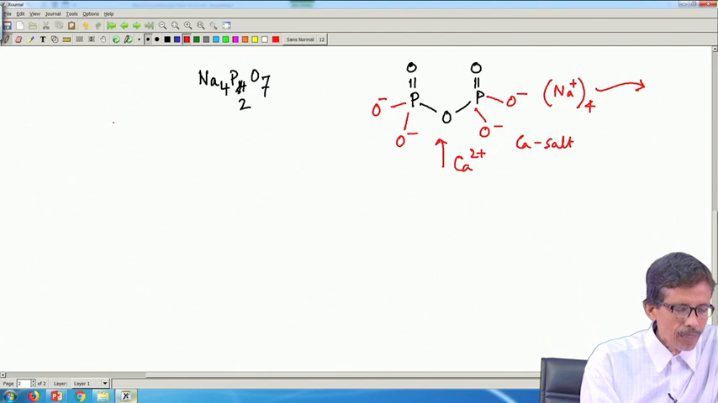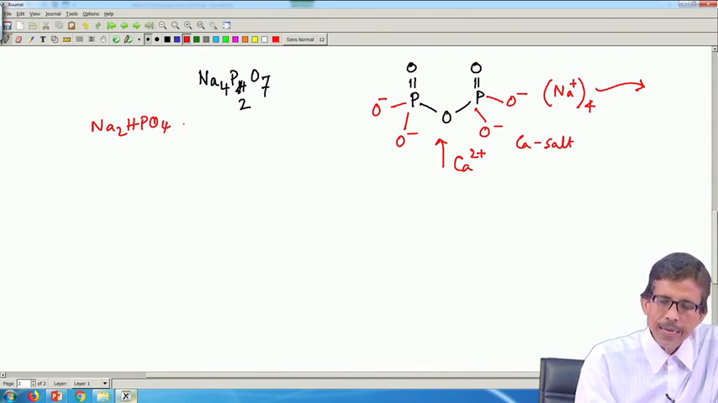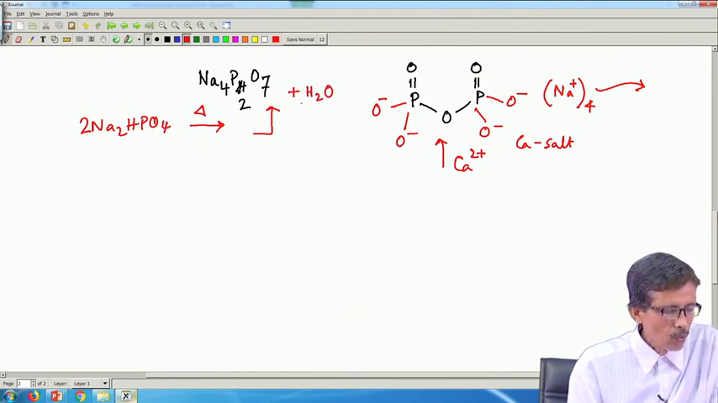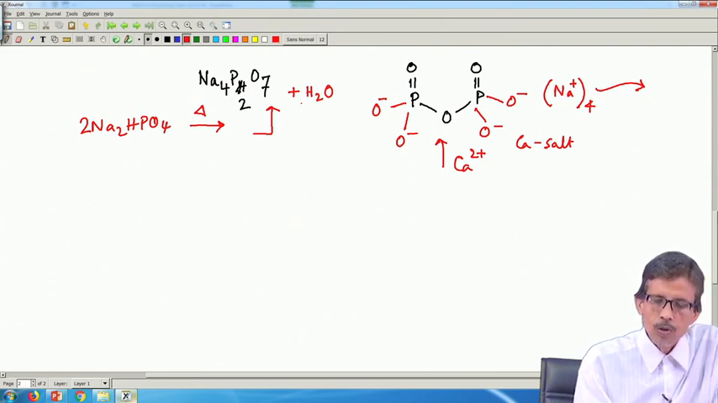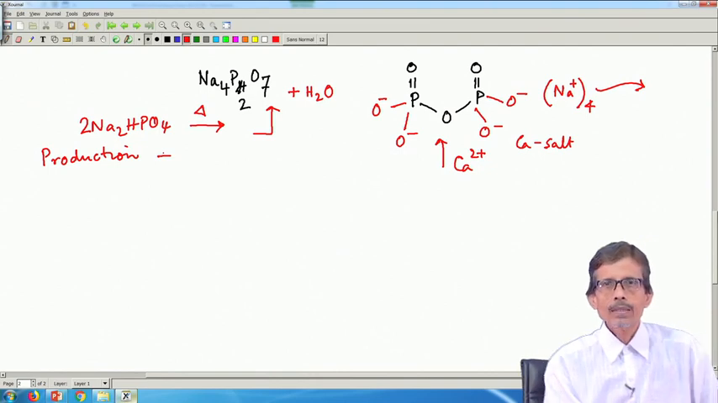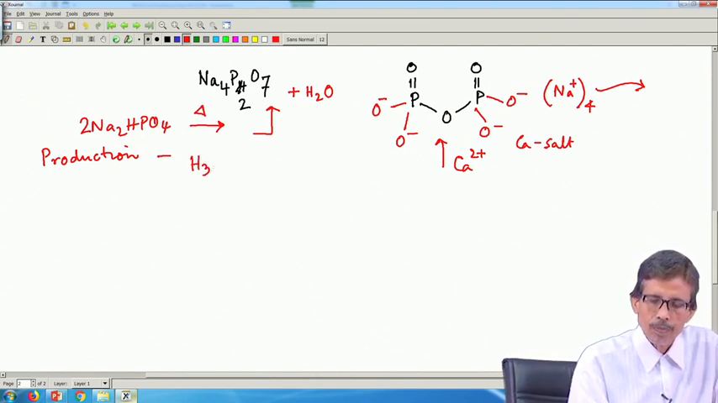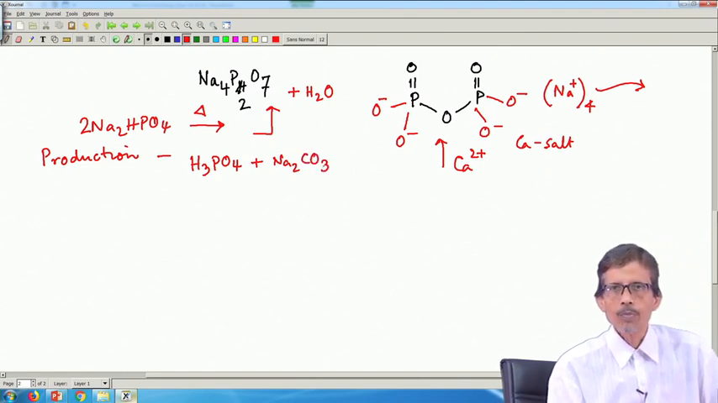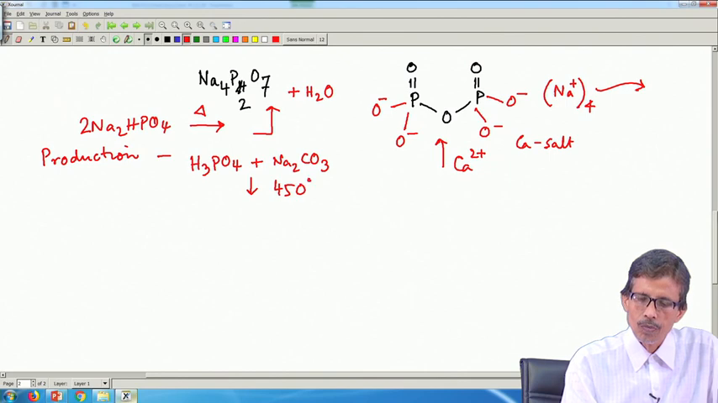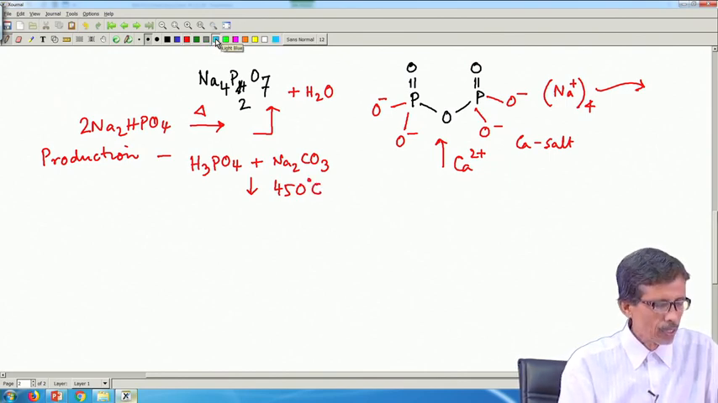In a similar fashion to disodium hydrogen phosphate, simple heating will give you this. Two molecules of this will give you this plus water. So, heating of this species will give you this particular species. Similarly, we can also have large-scale production, where we can get it directly from phosphoric acid by reaction with sodium carbonate. Sodium carbonate will take care of these protons, and here a temperature in the range of 450 degrees centigrade will be useful for this preparation.